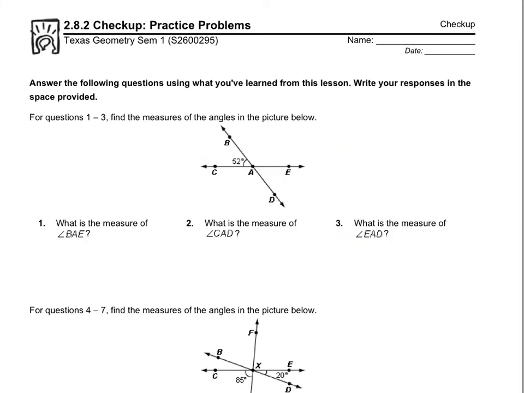Question 1 says to find the measure of BAE. So we've been given this picture, and we're supposed to find the missing angle measures. Something to remember is that vertical angles are congruent. Just to help you out, this 52 is going to be the same as this one here. So angle EAD, that's actually question 3, is going to be 52 degrees.